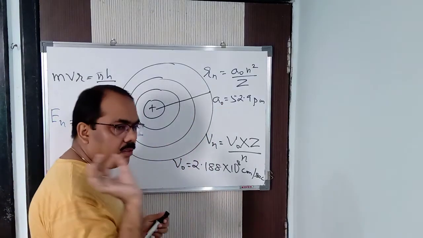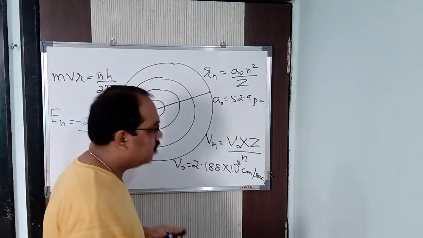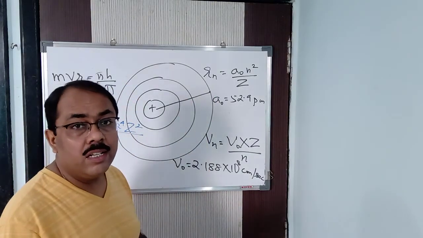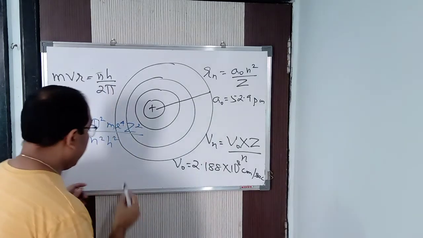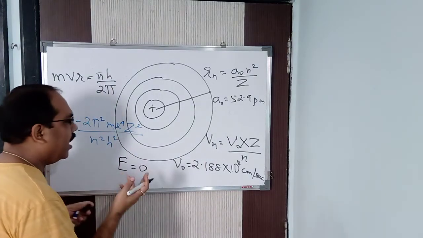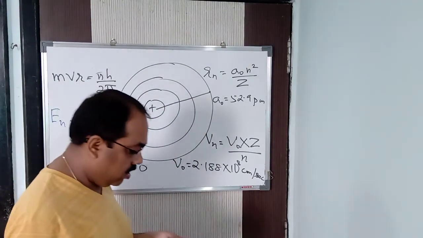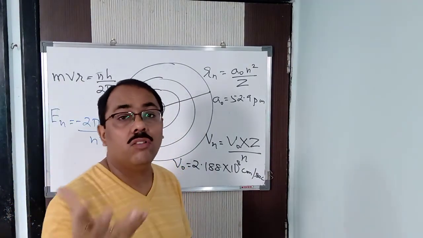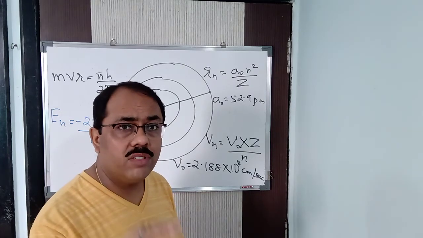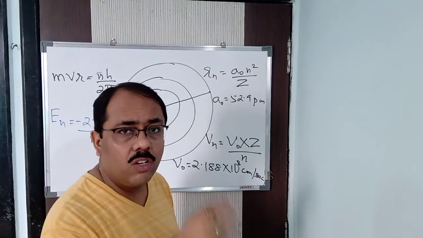It is assumed that when the electron is present in the outermost shell, its energy is arbitrarily taken to be 0. It is considered to be 0 when the electron is present in the outermost shell. Why? Because the electrons present in the outermost shell, the valence shell, are the free electrons. You have studied that in the lower classes.